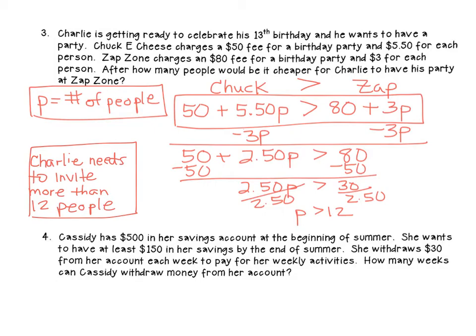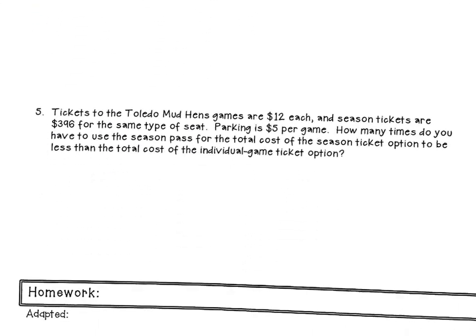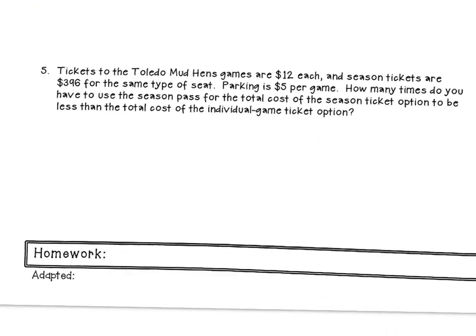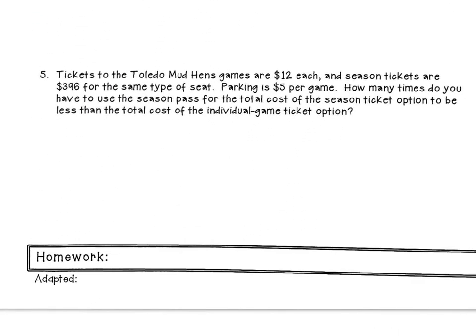All right, let's try one more. Let's skip down and do number 5. Tickets to the Toledo Mud Hens games are $12 each, and season tickets are $3.96 for the same type of seat. Parking is $5 per game. How many times do you have to use the season pass for the total cost of the season ticket option to be less than the total cost of the individual game ticket option?